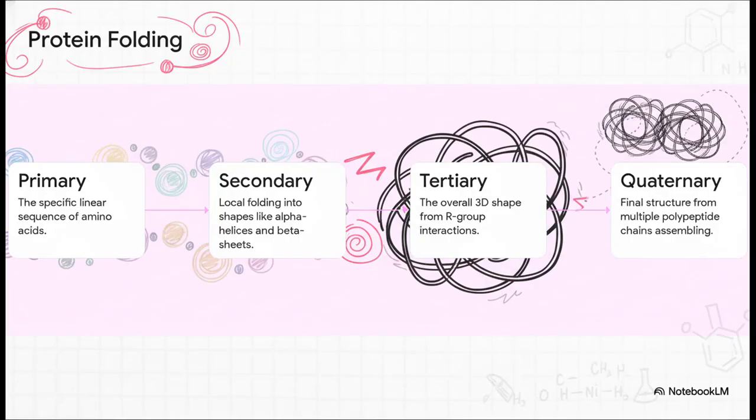Nowhere is this shape is everything rule more obvious than with proteins. A protein's job depends entirely on its incredibly complex 3D shape, which it builds up in 4 levels. It starts with the primary structure. That's just the simple, linear sequence of amino acids, like beads on a string. Then, that string starts to twist and fold into local secondary shapes. After that, the whole thing folds up into its final, intricate, tertiary 3D shape. And sometimes, multiple folded chains will even come together to form a final quaternary structure. Each level builds on the last, all driven by basic chemistry.